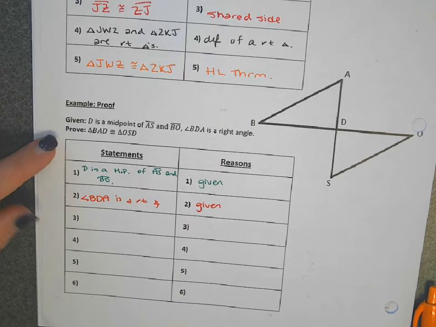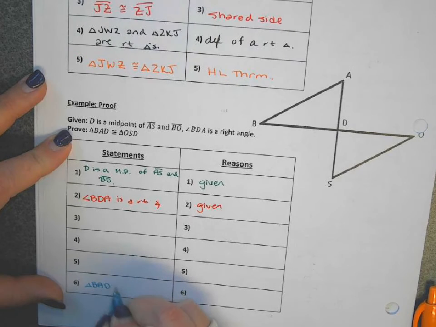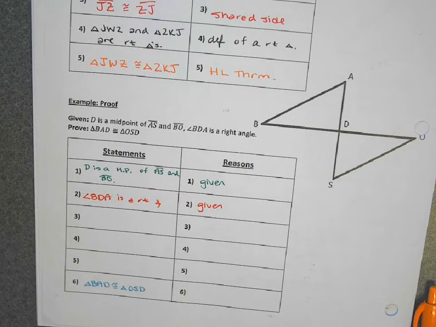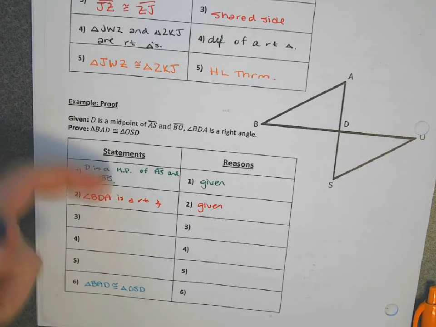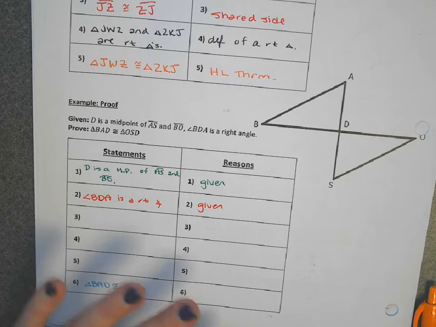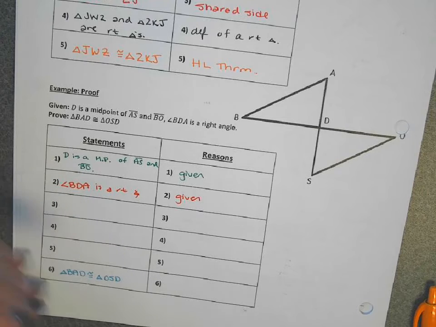I know that I'm trying to prove that triangle BAD is congruent to triangle OSD. I don't know my reason yet, though. That's everything I can fill out right away. I already have 5 points out of a 12-point proof just from my setup. That's kind of cool, I think anyways. I just have to kind of fill in the blanks from there. Are we okay with that? So far, so good? All right, so let's read the first given and see what it is we can label.